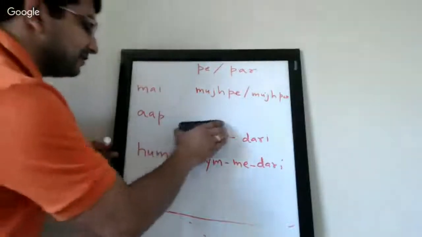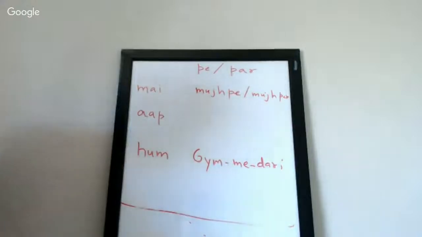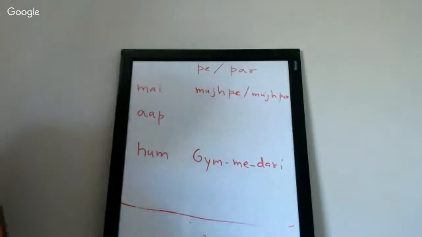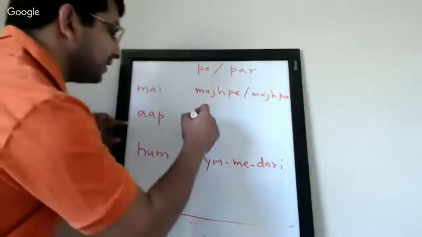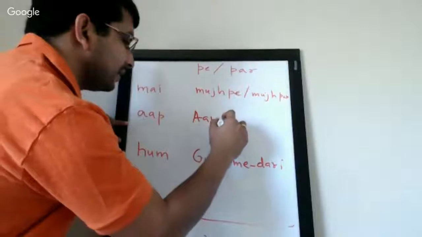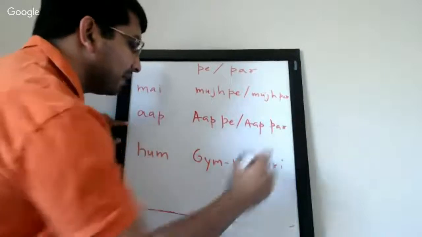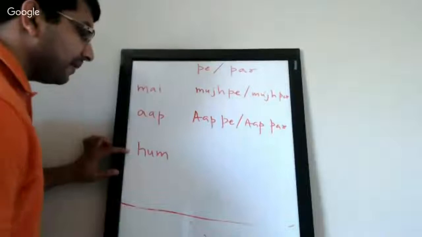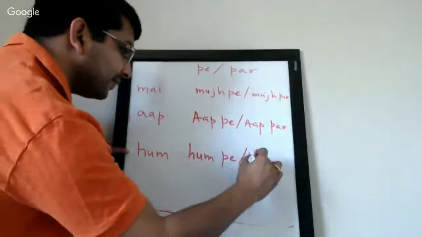All right, so let's move on. What's aap per? When you use aap with pay and per, it would be aap pay or aap per. Same thing, right? And then hum plus per would be hum per or hum pe. Hum pe or hum per.